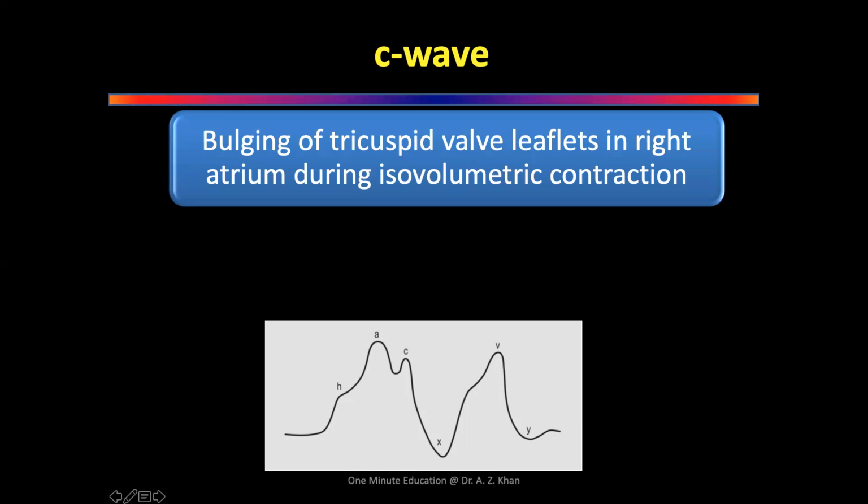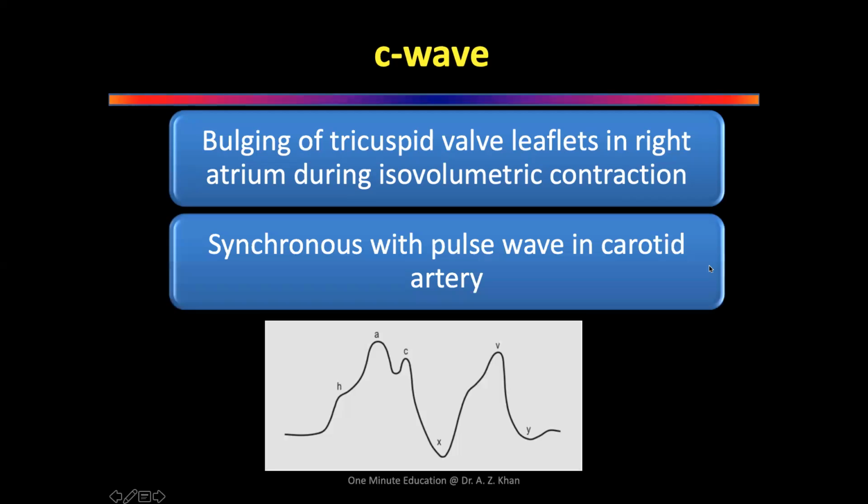So when there is isovolumetric contraction, all the valves are closed and the ventricle is contracting. When the ventricle contracts, it causes the valve to push into the right atrium. And so the C wave, which is the bulge you see here, represents the bulging of the tricuspid valve into the right atrium. It is usually synchronous with the pulse wave in the carotid artery, so when you see this in the carotid artery, you can correlate it.